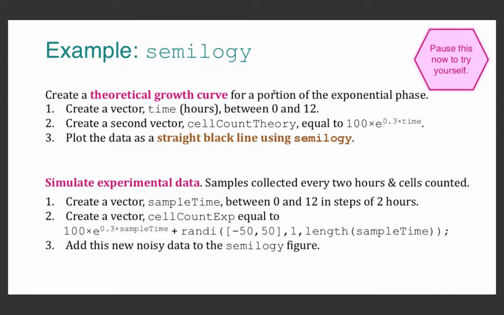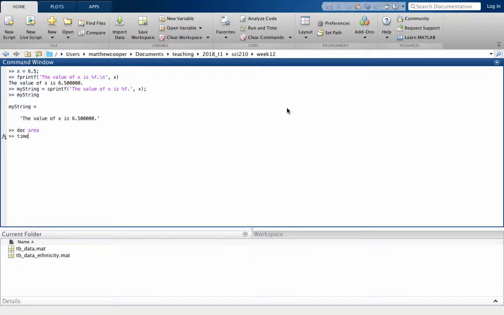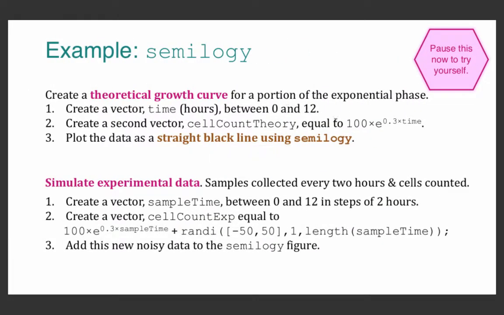Okay, so let's explore this a little bit. Let's create a vector called time between 0 and 12 hours. Let's go time equals linspace 0 to 12, and let's say 100 points, right? So 0 to 12, 100 points. And then the cell count, according to our theory, is 100 times exp of 0.3 times time. So at time equals 0 it is just 100, but of course this is an exponential function.